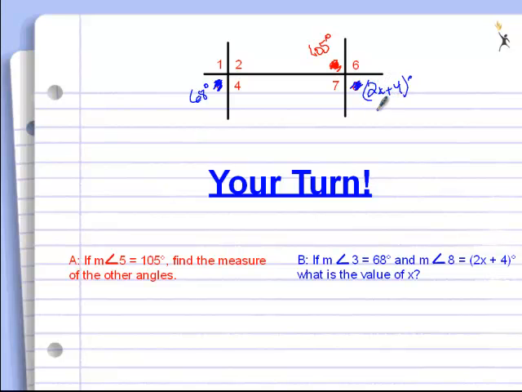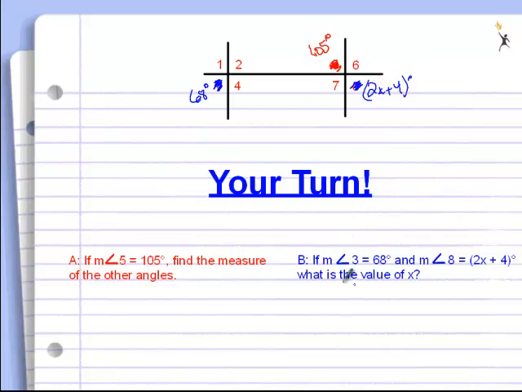Well, you're going to use all of your geometry knowledge in letter A to solve for the other missing angles. By the way, you can't say in letter A that angle 3 is 68 degrees. That only applies to letter B. But you're going to have to use all your knowledge of geometry in letter A to solve for the other 7 missing angles. In letter B, you're also going to have to use a lot of your knowledge to be able to say, okay, angle 3 is 68, angle 8 is 2x plus 4. How are they connected? And you're going to have to use some information there.